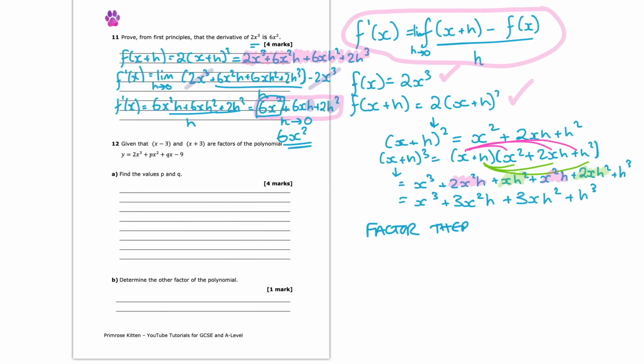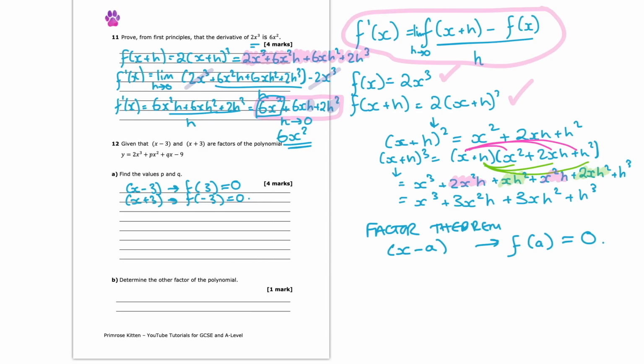The factor theorem tells us that if we have a factor, say x minus a, then if we substitute a into the function it will equal 0. So in this case, with x minus 3 as a factor, if we substitute in 3 into the function, it would end up equaling 0, and likewise for x plus 3 being the factor, if we substituted in minus 3, then it would equal 0.